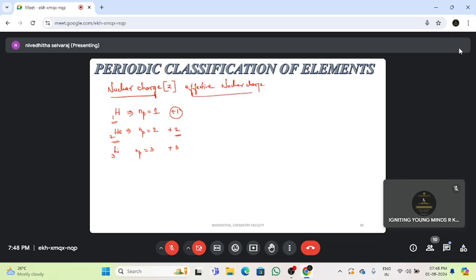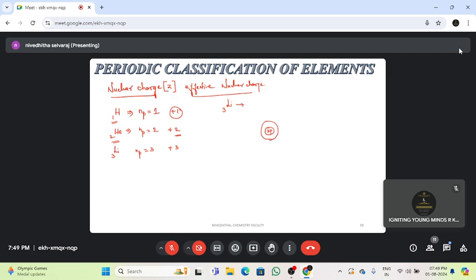But effective nuclear charge is a little different. Effective nuclear charge is nothing but the actual nuclear charge experienced by the valence electron of the atom. Let us take the example of lithium. The atomic number of lithium is 3. So this is the nucleus which contains 3 protons, and there will also be electrons, but I'm writing only protons here. So around this nucleus we'll have electrons, right?